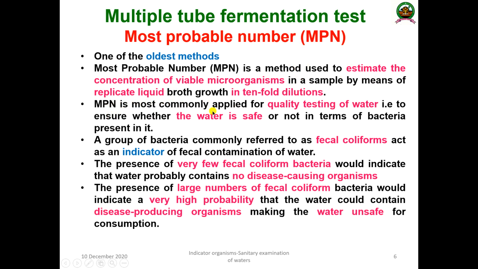Whenever we dilute a water sample, at what proportion are we going to dilute it? In a tenfold dilution, what is the number of bacteria that is commonly living? A viable, living bacteria count is known as the most probable number method.